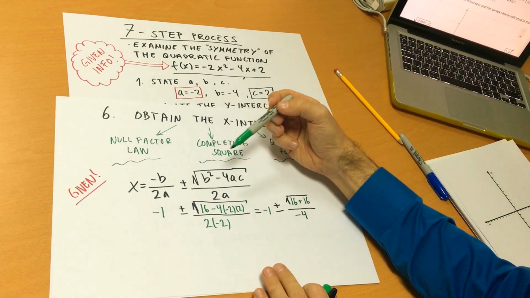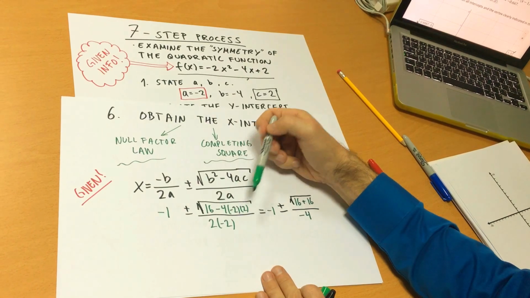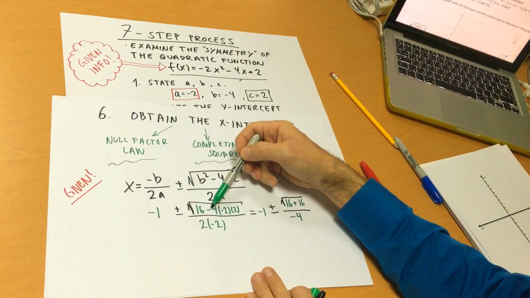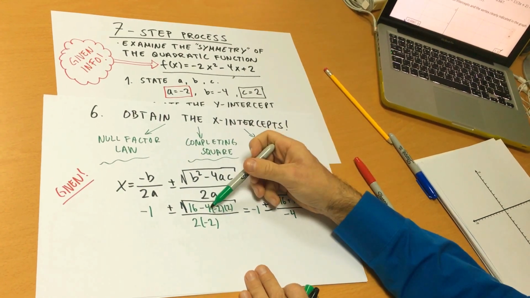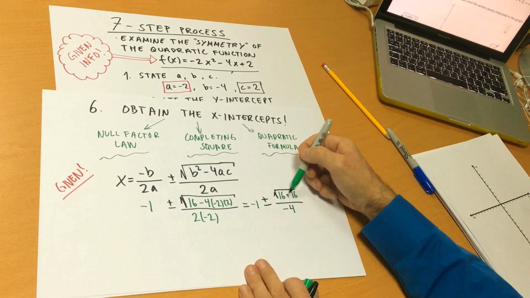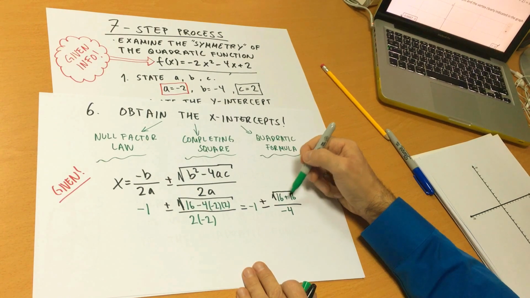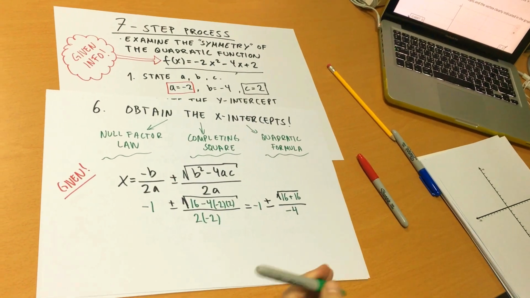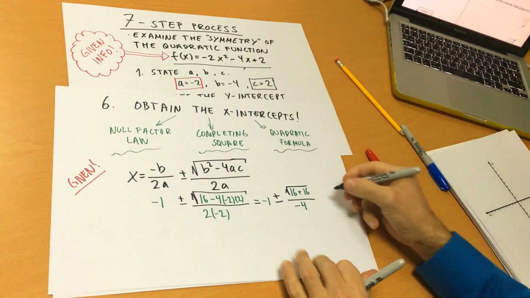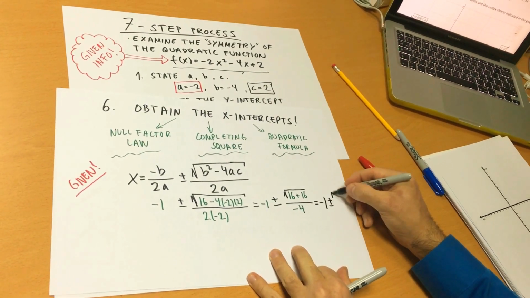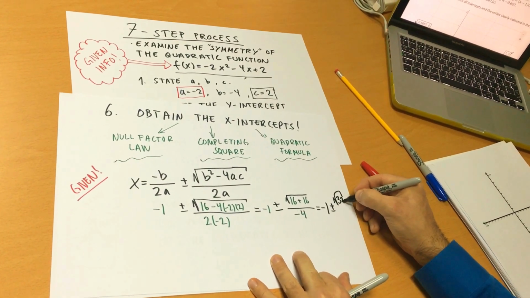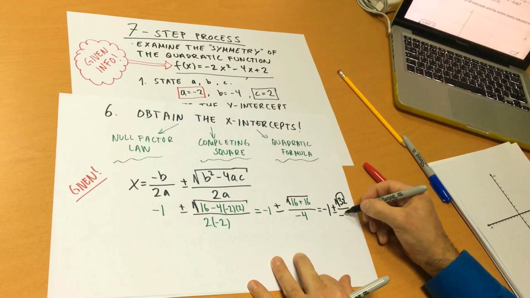Here, many students are making mistakes with the negative signs. Please remember that the negative signs multiplied by each other gives you a positive. So I have 16 plus 16. Otherwise, if I would have made a mistake here, I would get 16 minus 16. I would just get a 0, which would give me a completely different answer. So, okay, this becomes negative 1 plus or minus square root of 32 divided by negative 4.